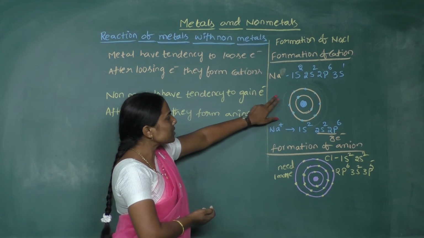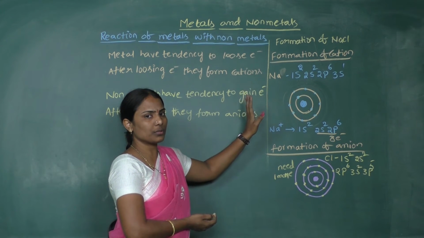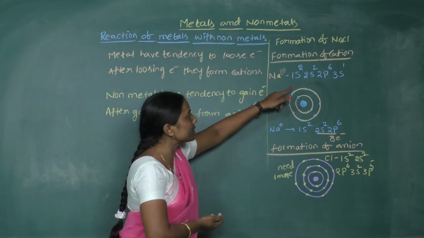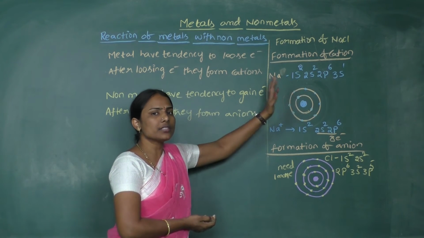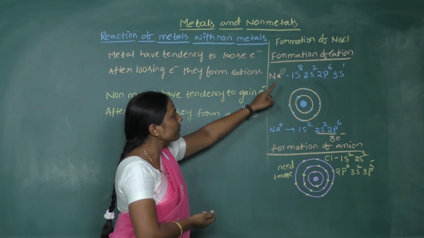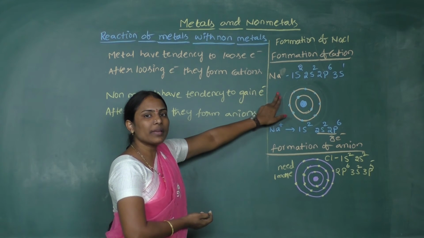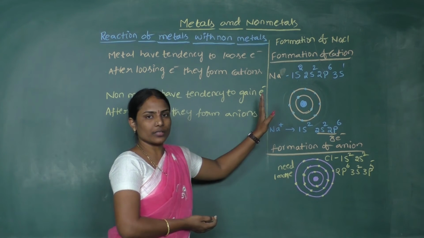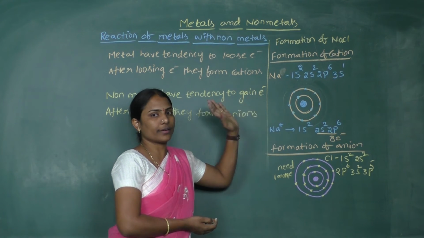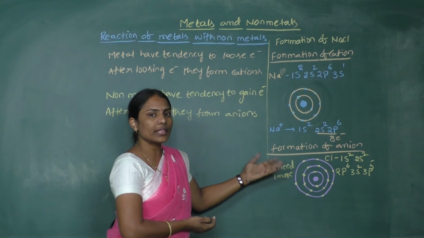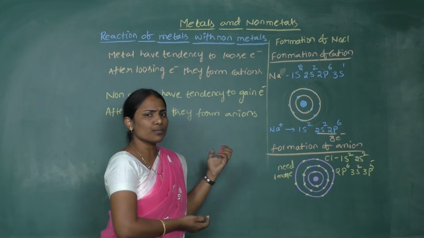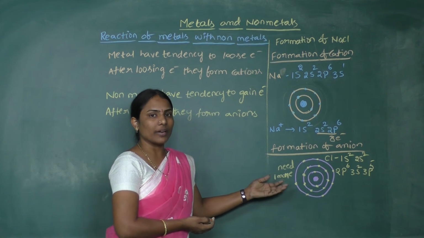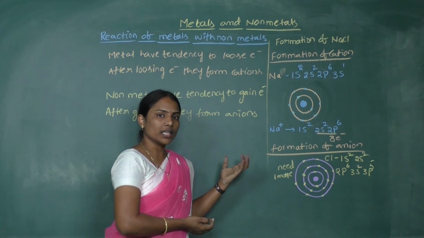Now, sodium has only 1 electron in the outermost shell, so it readily loses that electron so that the second shell, which becomes the outermost shell, has 8 electrons. So it readily loses electrons. Now, how will anions be formed? By atoms which have more tendency to gain electrons. This is the tendency of non-metals. Non-metals always readily gain electrons.